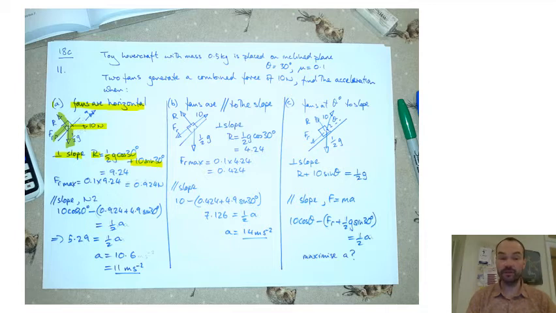Why is it sine 30? You've got to convince yourself that this angle in here between the plane and the 10 is the 30 degrees. Okay? I think it's obvious. I think it's because it's corresponding to the angle of 30 there. Convince yourself by drawing a bigger diagram.